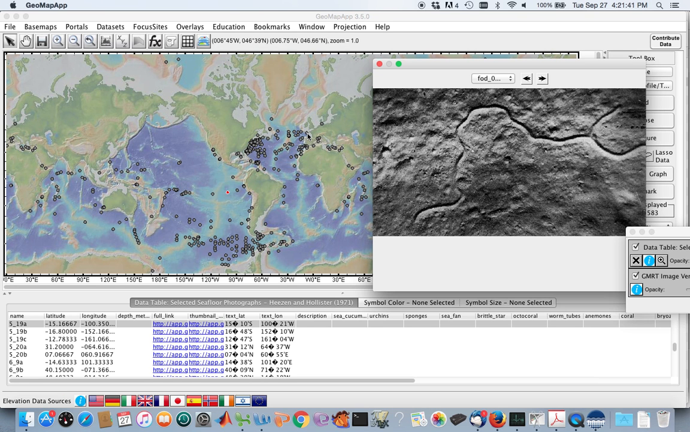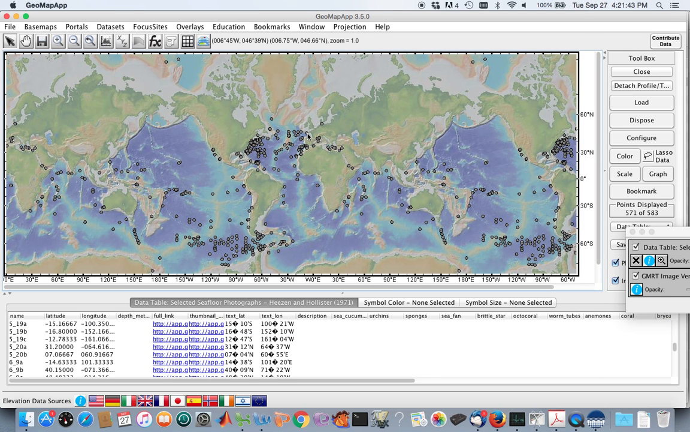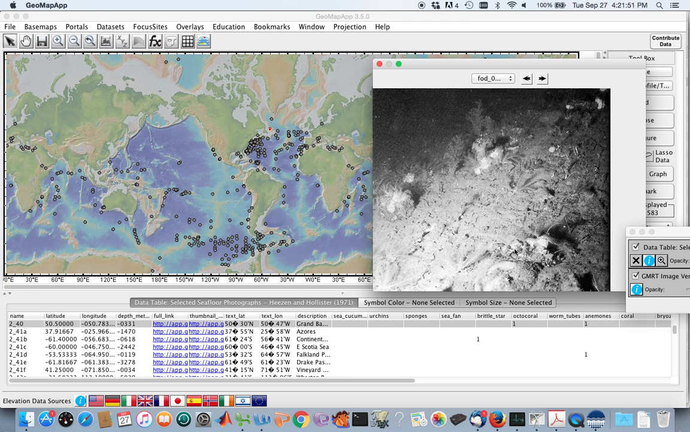But if we go closer, it will still be fine-grained here. But if we go closer to the continents, we get coarser sediments. Okay, so you can see these. There's a lot more life as well on the seafloor.